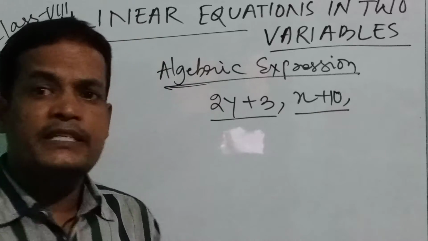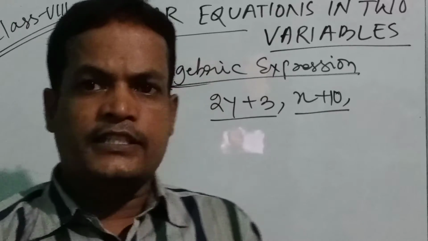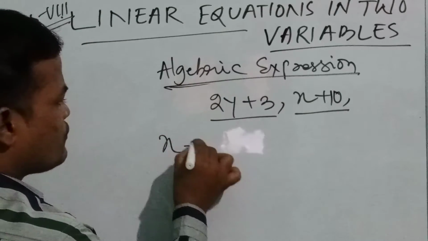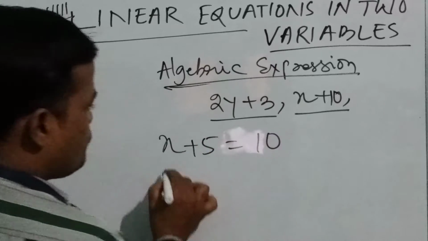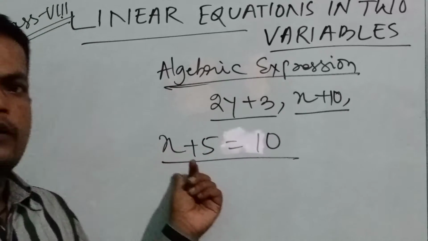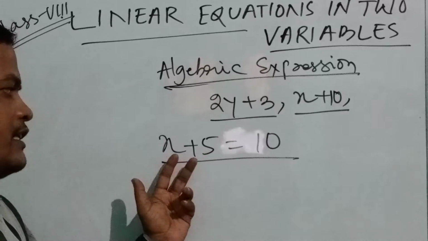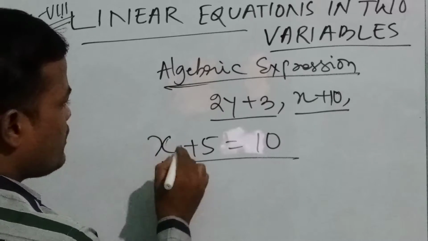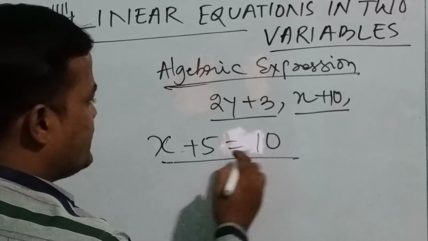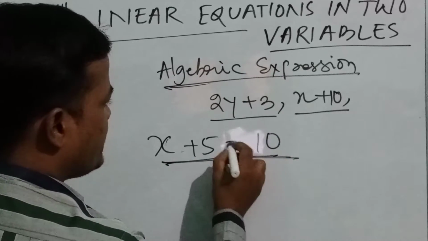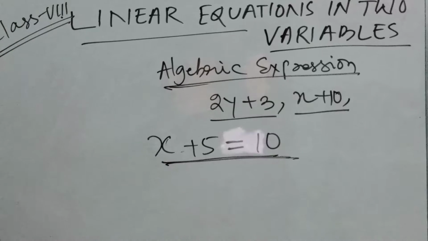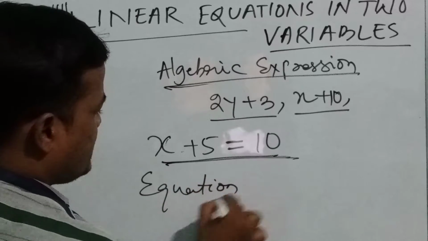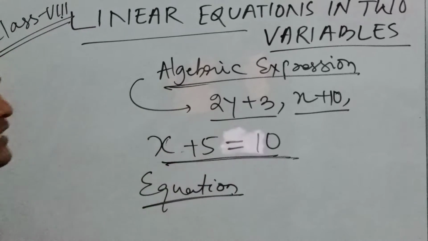When these algebraic expressions are written in such a way that an equality sign is put between them, suppose I write x plus 5 is equal to 10. Suppose 5 is added to a number, let us take x, then what is coming? When 5 is added to x, it gives 10. So this expression with the equality sign between them is called what? An equation. This is called an equation. This is called an algebraic expression.